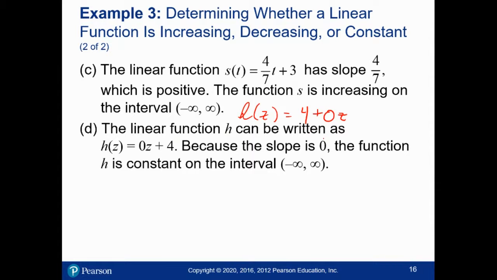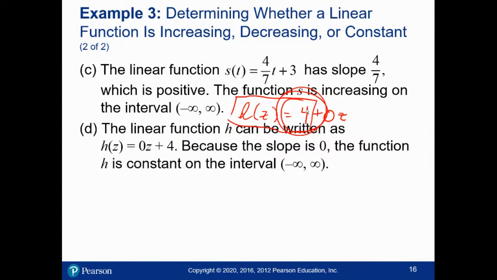You generally won't write 0 times variable, so this can be a little tricky to pick up at first. But if the variable isn't there, it's actually there times 0. So this is a constant function. In fact, for this function, h of z equals 4. If I plug in z equals 3, what do I get out? I get out 4, because if I put a z equals 0 in here, nothing changes. There's just the 4.